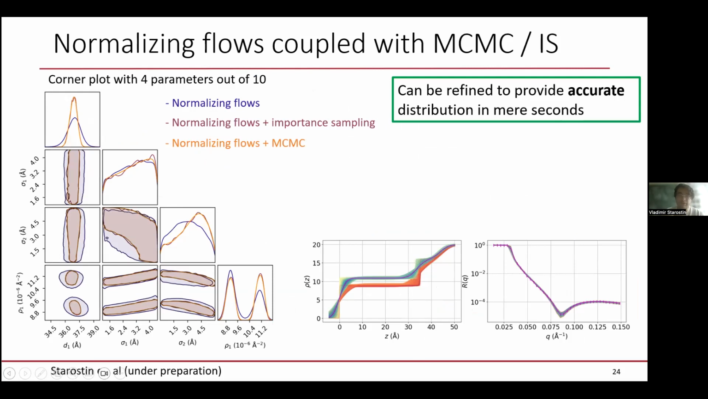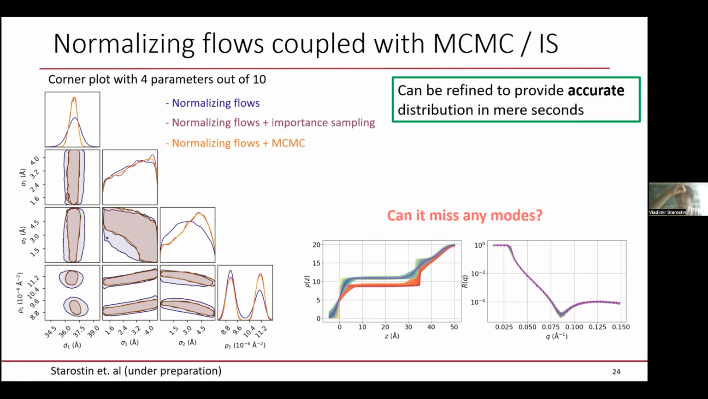So actually, it can be extremely accurate because we can couple it with conventional methods, either importance sampling or Markov chain Monte Carlo. And as you can see here on the corner plot, we have this blue distribution given by our normalizing flows, and then we can refine it in milliseconds. Actually, it's very fast. We can refine it to get the accurate distribution, which is basically the correct result. And you can do it with different methods, and they all match, as you can see.